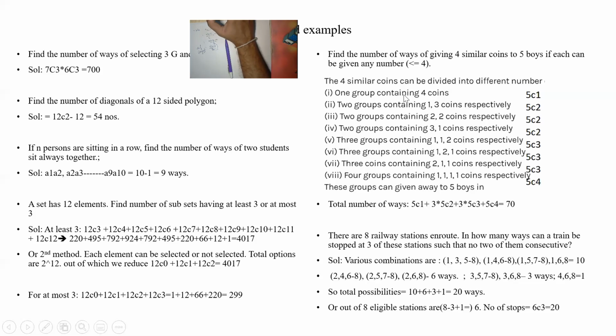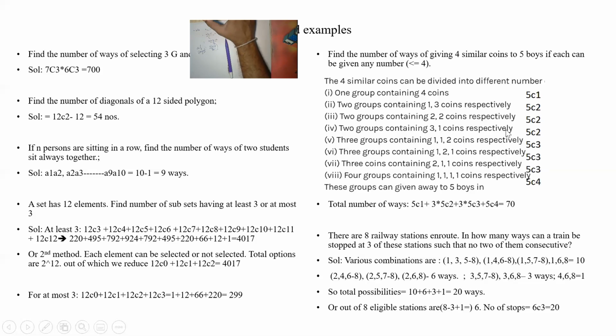So if all 4 coins are made into one group, say all in one box, it can be given to any of the 5 persons. So 5C1 ways. If it is 2 groups, 1, 3, I get 5C2 ways. Again 2 groups, 5C2 ways. Again 2 groups, 5C2 ways. Now I have 3 groups. 3 groups are to be allocated to 5 boys, 5C3. Again 3 groups, 5C3, and 3 groups, 5C3.